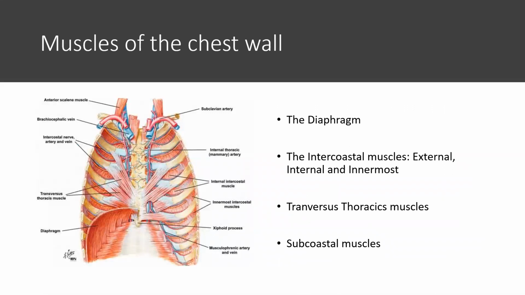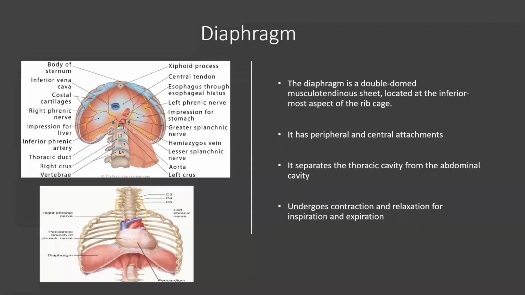Now, some of the muscles in the thorax include the diaphragm, the intercostal muscles, which are made up of the external, internal, and innermost intercostal muscles. Then you have your transversus thoracis muscles and the subcostal muscles. So the diaphragm is a double-domed musculotendinous sheath located at the inferior-most aspect of the ribcage, and it separates the thoracic and the abdominal cavities from each other by closing the inferior thoracic aperture.